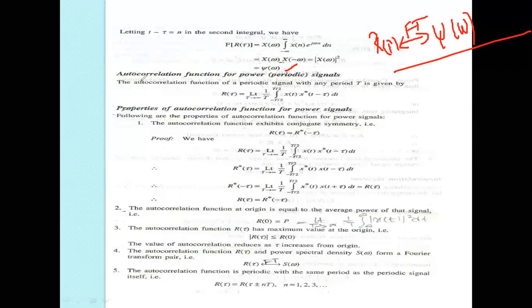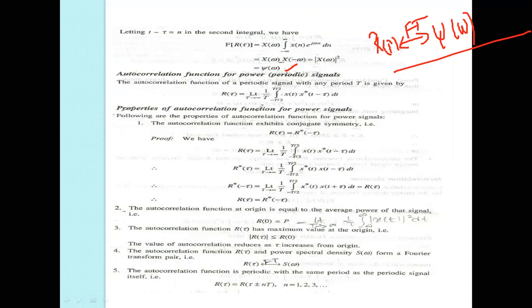The next one is the autocorrelation function for power periodic signals. A power signal is periodic with respect to time. Periodic means having an interval, up to the value of t, and it is repeated with that specified interval. We can call it a periodic signal with period T. It is the limit as T tends to infinity of 1 by T, integral from minus T by 2 to T by 2 of x of t x star of t minus tau dt, or x of t plus tau x star of t dt.